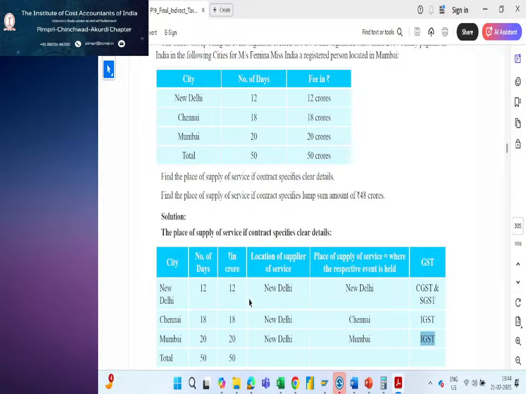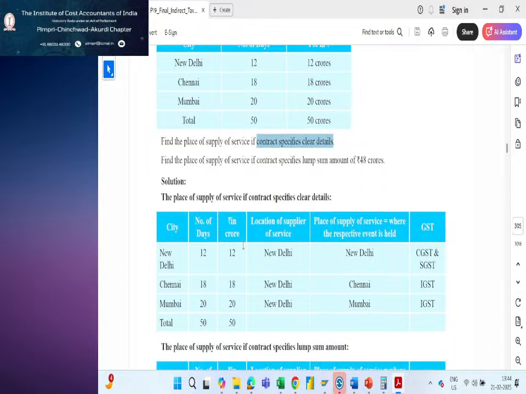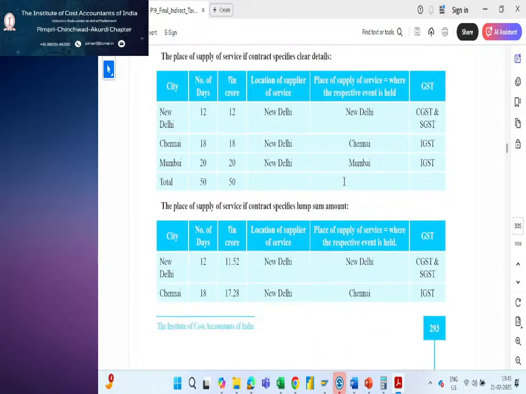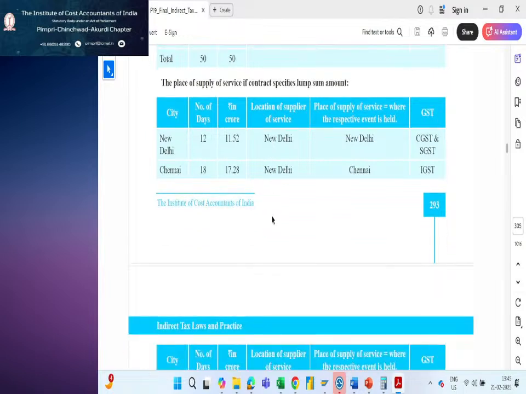So for the first question, if the contract specifies clear details, we know it is 12, 18, 20, and the total comes to 50. So we are just plotting the numbers and closing it. For the second case, they have given a lump sum amount of 48 crores. So what does 48 crores mean for the place of supply of service? How are we going to bifurcate it by number of days?